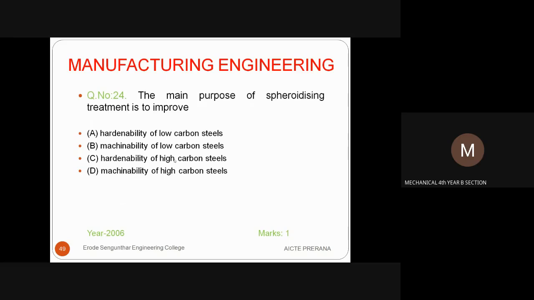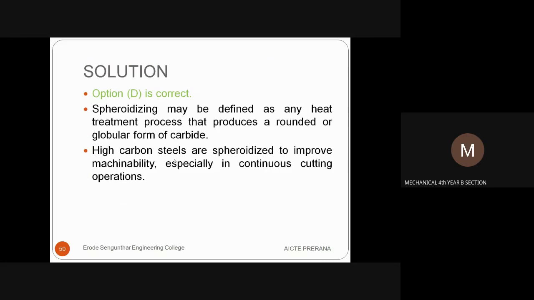The product will be very hard, so machinability is not possible. So what has to be done is the material property of the metal has to be changed. For that purpose, we are going for the spheroidizing process. Spheroidizing may be defined as any heat treatment process that produces a rounded or globular form of carbide. Carbon steels are spheroidized to improve the machinability, especially in continuous cutting operations like lathe and drilling.